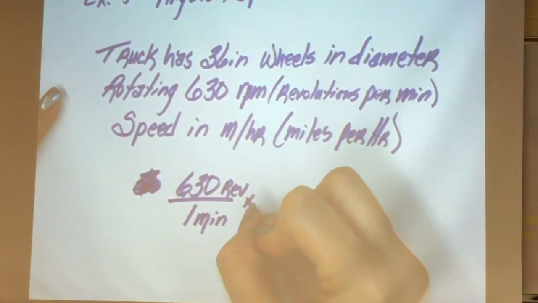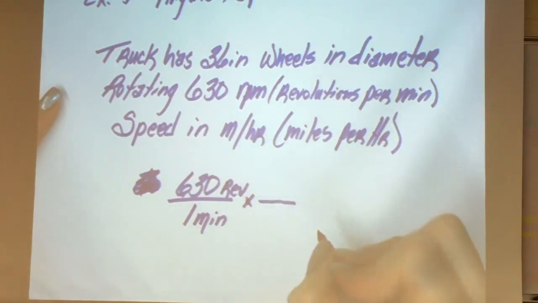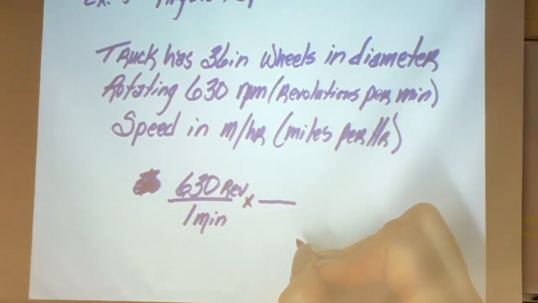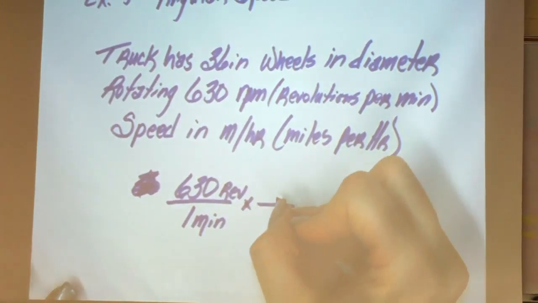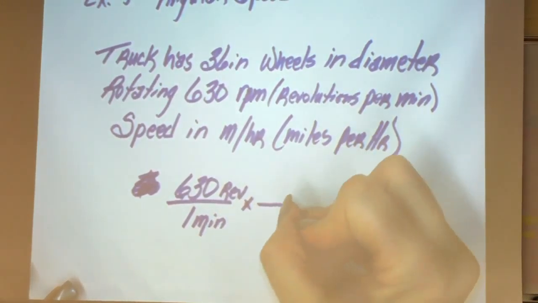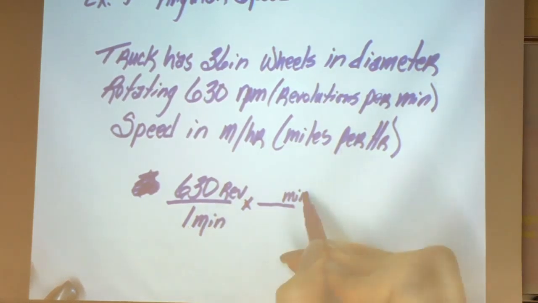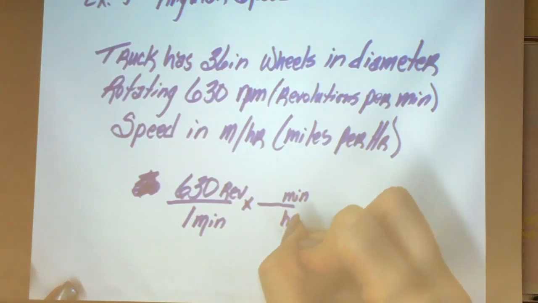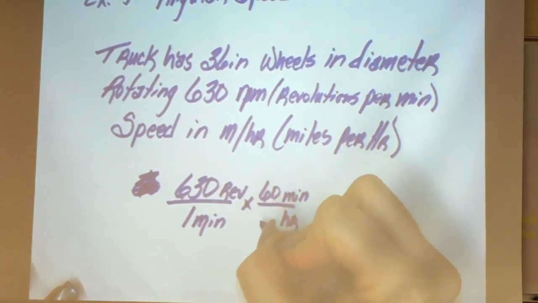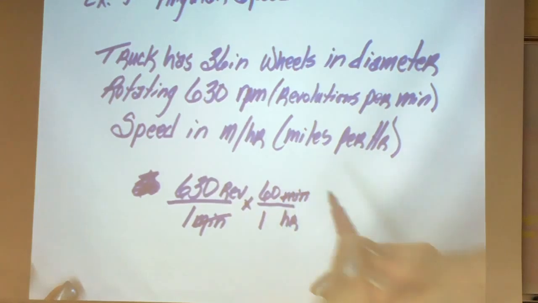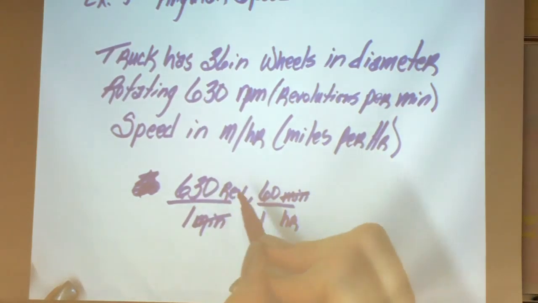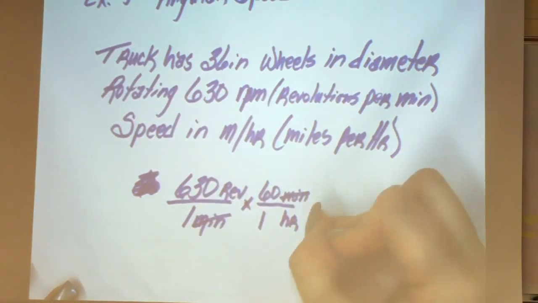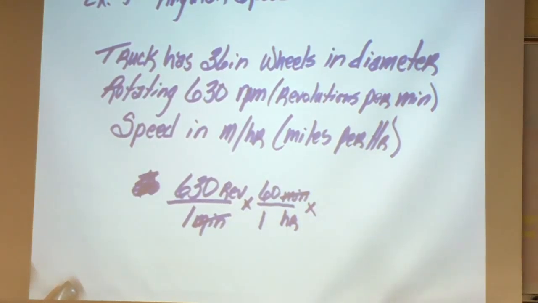So I'm going to multiply this by a conversion fraction. And since I'm in minutes, I want to put minutes on top so I can cross cancel my units, and hours on bottom. I know there are 60 minutes in 1 hour. Okay? So now I am in hours. So I'm okay with that. Now I need to change my revolutions to miles.